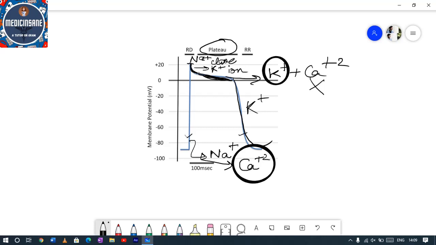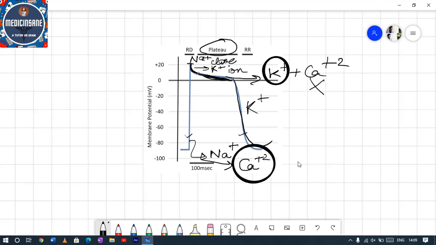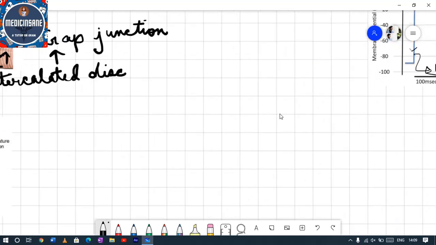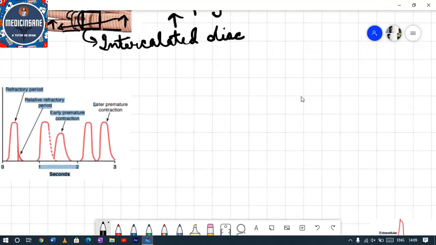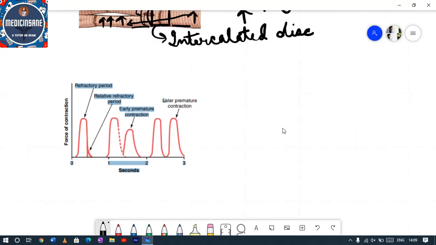Now, after this, let's talk about the very interesting absolute and relative refractory periods. We all know what a refractory period is. A refractory period is a period where once an action potential is generated, for a second action potential to be generated, there has to be a particular interval.